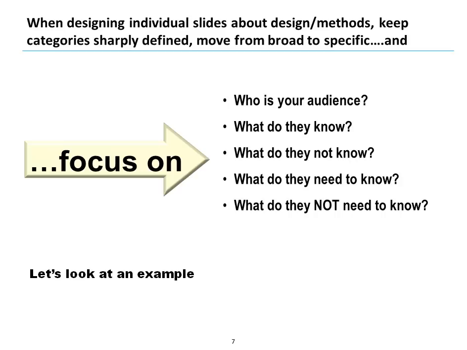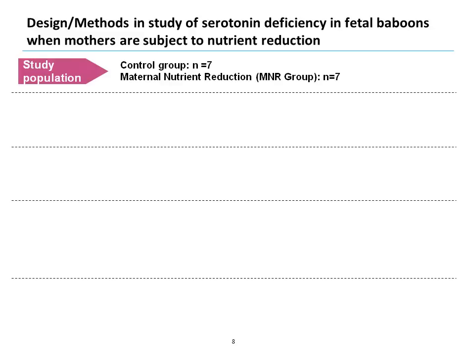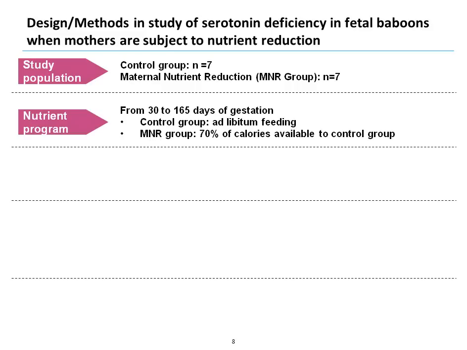So let's look at an example based on the presentation that we started in part 1. Now here's a design and methods slide. Design methods in study of serotonin deficiency in fetal baboons when mothers are subject to nutrient reduction. First, we looked at the study population. We had a control group and a maternal nutrient reduction group. Then we established a nutrient program. And from 30 to 165 days of gestation, for our control group, we had ad libitum feeding. And for the maternal nutrient reduction group, 70% of the calories available to the control group.